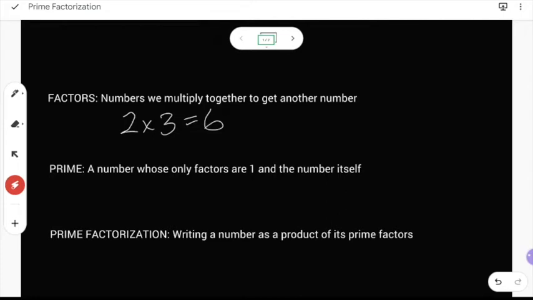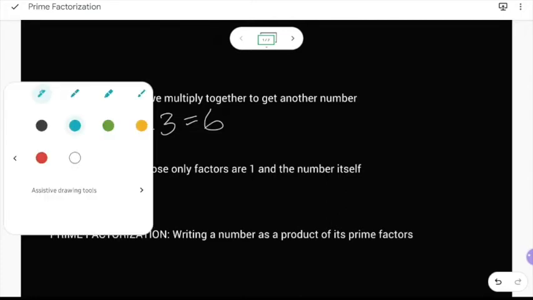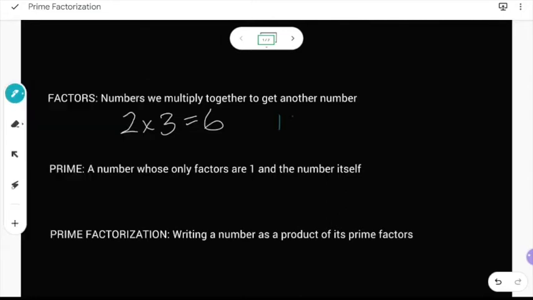Another way to think of factors is that I could take a number, let's say 12, and divide it by 6, and I get the answer 2, where there is no remainder. Because I can divide 12 by 6 evenly, I know that 6 is a factor, and the answer 2 is also a factor. So we can think of it both ways.